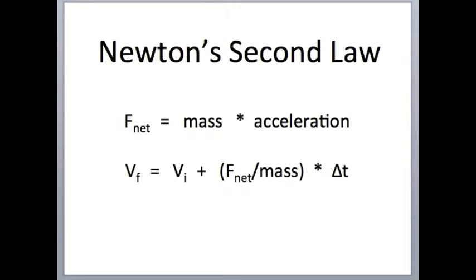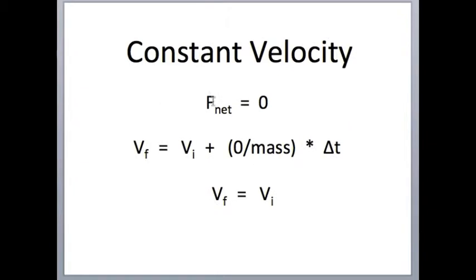From the basic form F net equals mass times acceleration, we can perform basic rearrangement to derive this new form, where the final velocity equals the initial velocity plus F net over mass times the change in time, which can be used to make predictions about an object's changing velocity. In this case, however, we are observing an object at a constant velocity, so the net force equals 0, and the final velocity will equal the initial velocity.